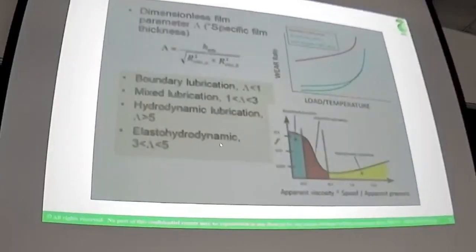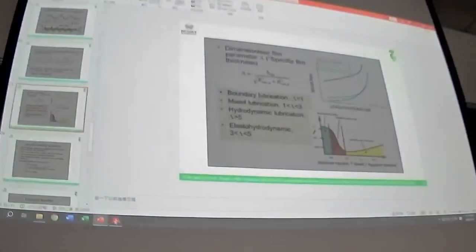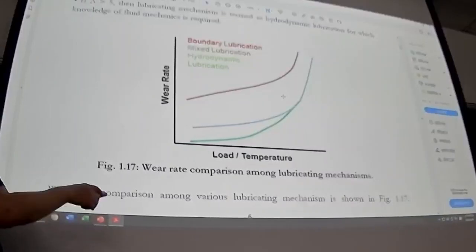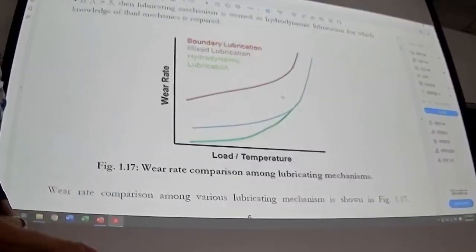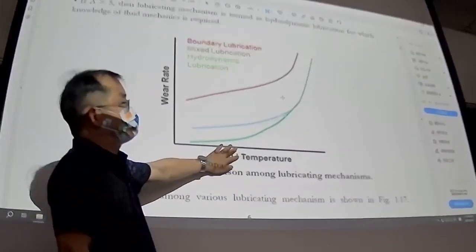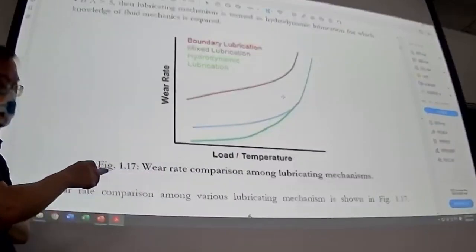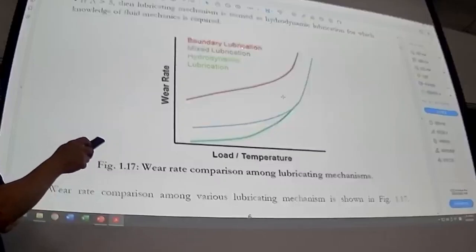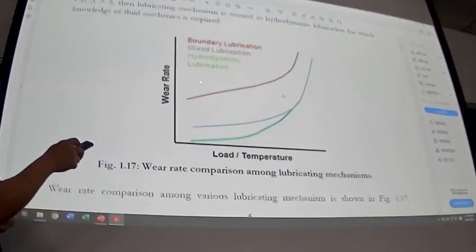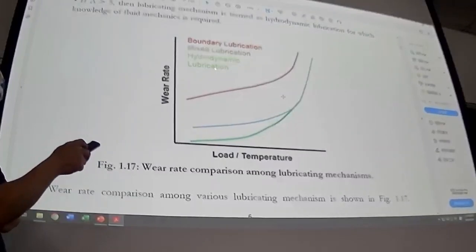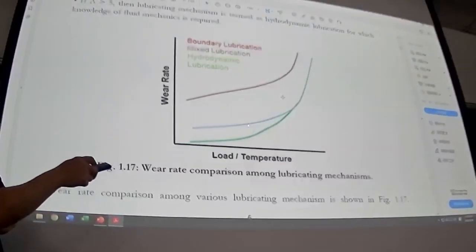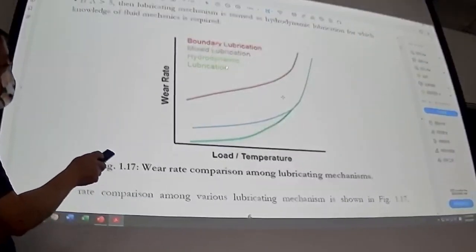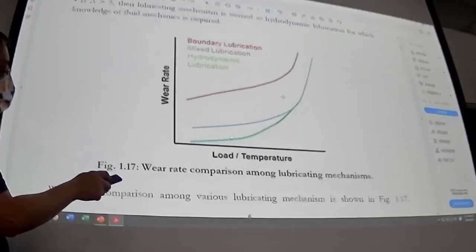You can look at the textbook. Maybe it's better to have a better view of that. So this is the wear rate versus the load divided by temperature. To distinguish by color, the red one is boundary lubrication, and the mixed lubrication is the blue one. This is the wrong color. So this is mixed lubrication, and hydrodynamic lubrication is the green color.